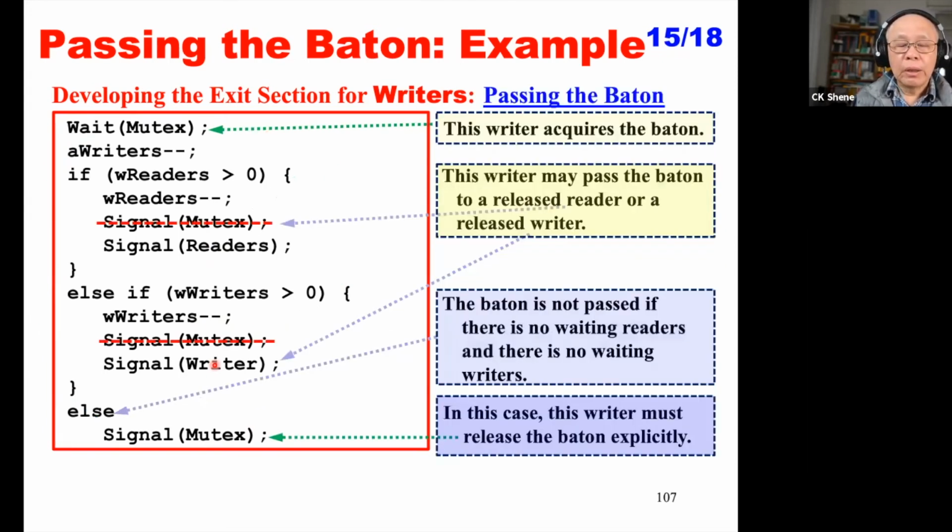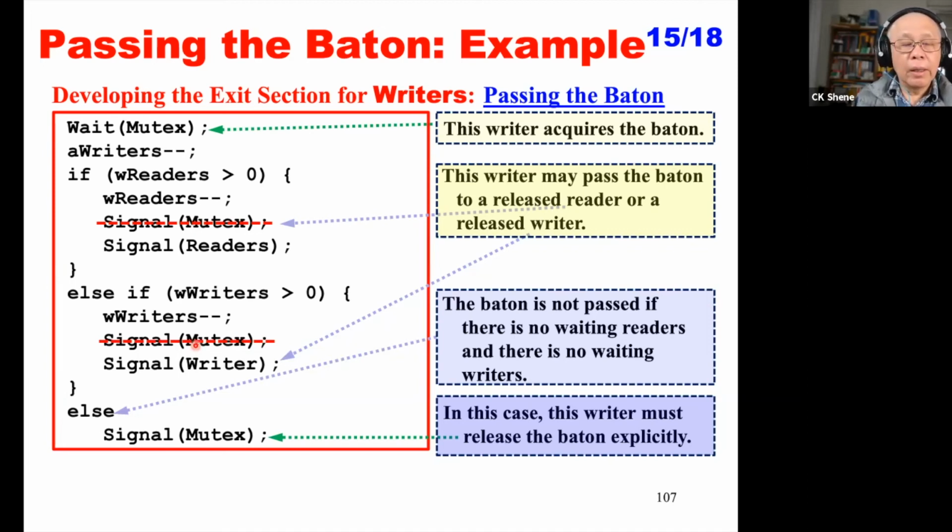So how do we apply baton passing? Remember, we could remove this because when this exiting reader gets the mutex, it executes this, this, and this. So it still has the baton. So when this exiting writer allows a reader to go, this reader, of course, was blocked by the reader's semaphore. So it just gives that reader its baton. The same reason applies here.